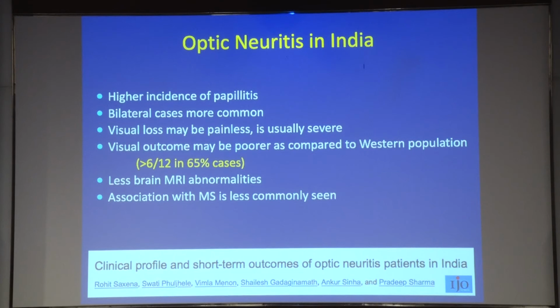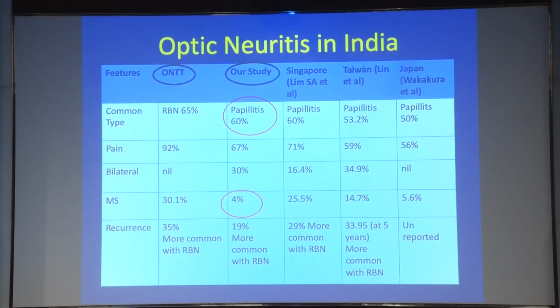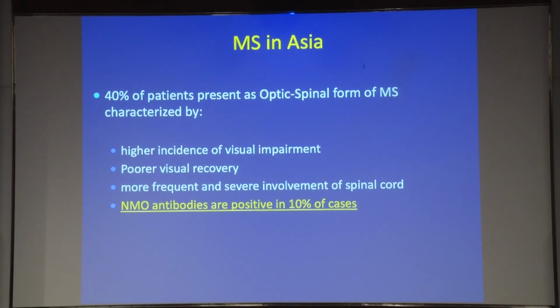We didn't find so many brain lesions, and somehow MS was not such a common feature in our patients. So, of course, we had this clinical profile again. When we compared, we found that Asia per se was definitely leaning away from the classical picture presented by ONTT. Over the last 2 decades, we have understood that we are more likely to face an NMO related optic neuritis, which is different from multiple sclerosis in presentation and long-term prognosis.